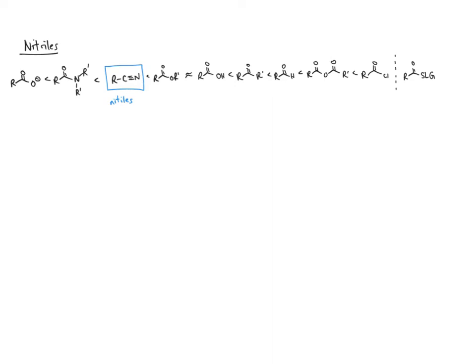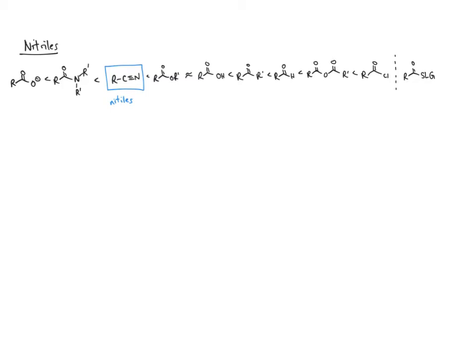So there's one more functional group that fits into the reactivity series, and that's the nitriles. What you might notice about nitriles is that they have three bonds to heteroatoms. So they behave much like the other compounds in the reactivity series that have three bonds to heteroatoms, like the carboxylate, the amide, the ester, the carboxylic acid, the anhydride, and the acid chloride.